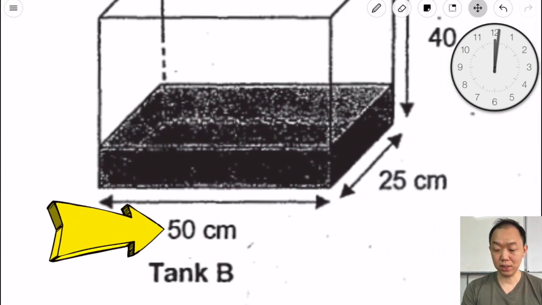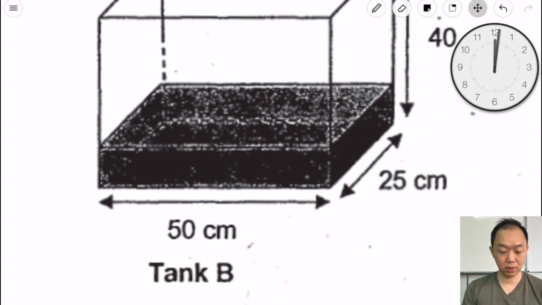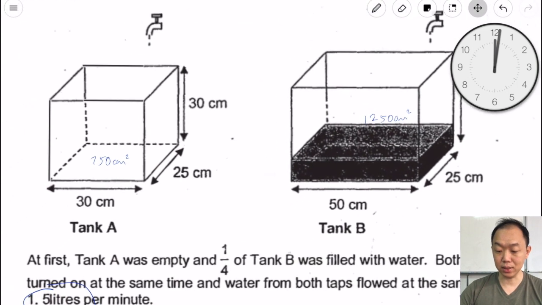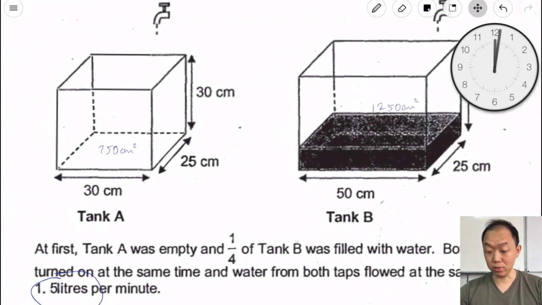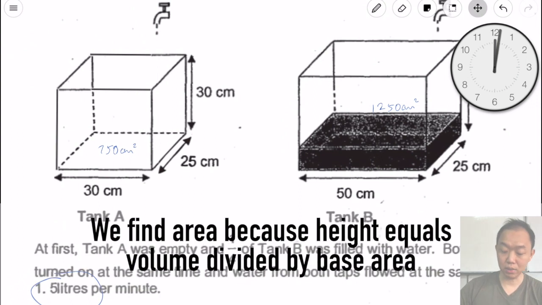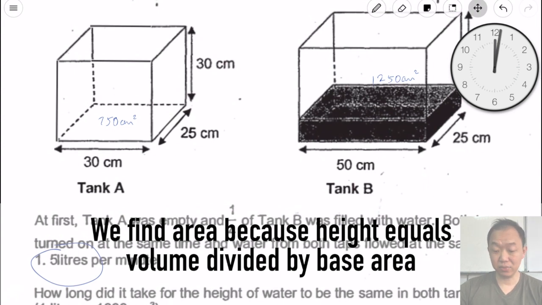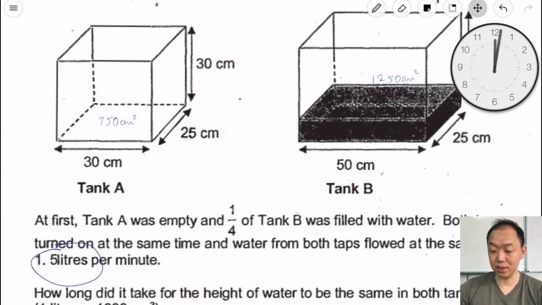Now the next one is 50 times 25. This is 1250 cm². Okay, so why do I find the area? Because to find the height. Now for them to be the same height, the rate at which the water flows in is important because it's flowing at 1.5 liters per minute. So in 1 minute, I want to find out what's the height.